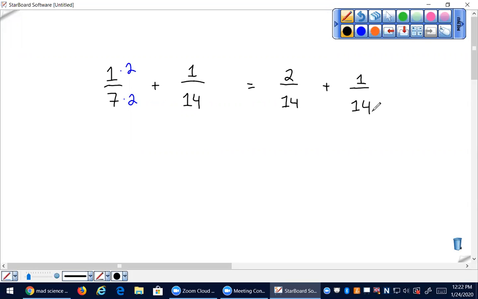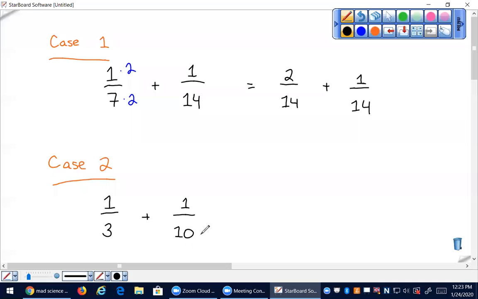The second case was where they were relatively prime. So there's a number, 3 doesn't go into 10. 10 isn't itself prime, but compared to 3, it's relatively prime. There's no common factors. In that case, the best I can do is multiply each one by the other. And again, to be fair, if I do something on the bottom, I have to do it on the top.